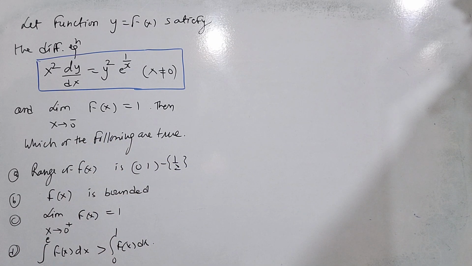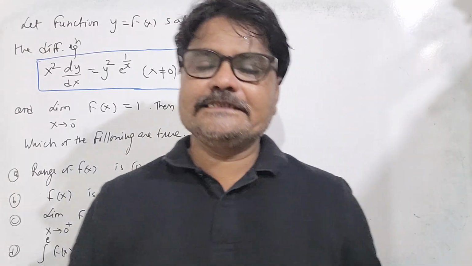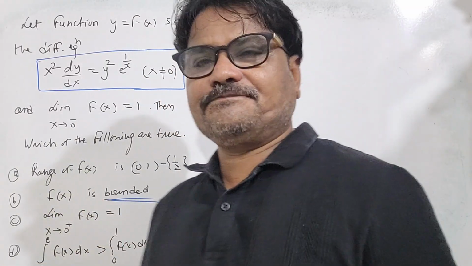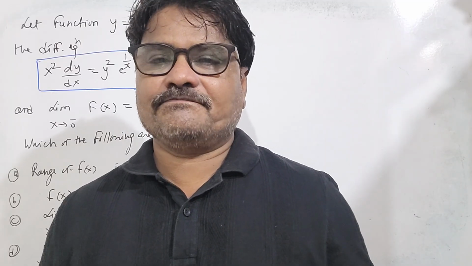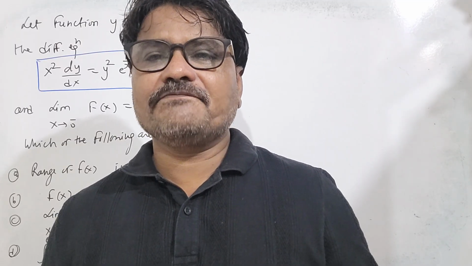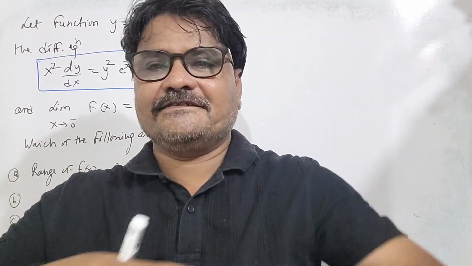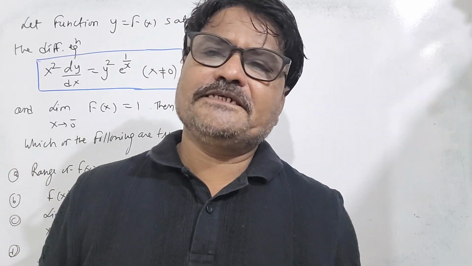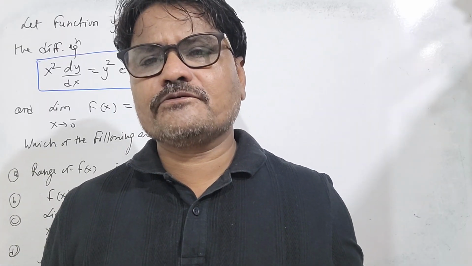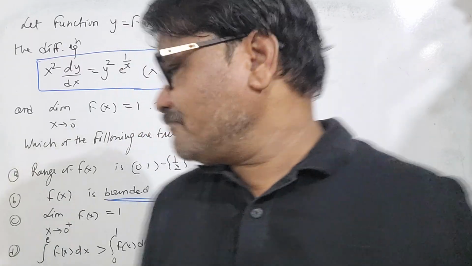Option B: f(x) is bounded. Now what is the meaning of bounded? You have to understand this also. A function is said to be bounded if its range is bounded. So it is related to the range. A function is bounded when its range is a bounded interval, or the graph of the function lies between two horizontal lines. That is the meaning of bounded. It means the upper limit or lower limit is not going towards infinity.